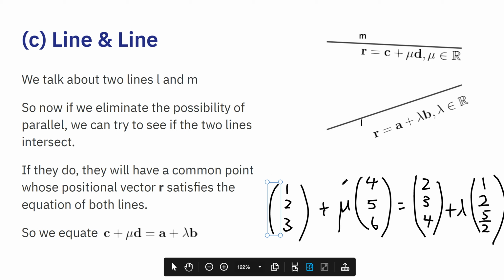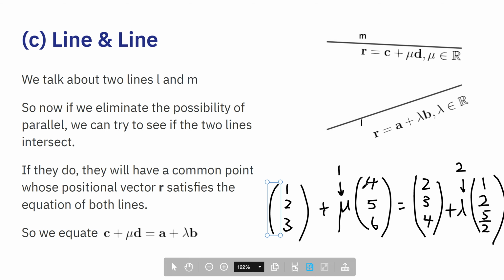Now if we try 1 here and 2, we'll be able to check the system of all 3 equations that we get. The first one is 1 plus 4 mu equals to 2 plus lambda, right? No, 2 plus lambda, sorry. And here we have 2 plus 5 mu equals to 3 plus 2 lambda. And 3 plus 6 mu equals to 4 plus 5 over 2 lambda. So we actually get a system of 3 separate linear equations, each with 2 variables. So we need to be able to find values of mu and lambda that satisfies all 3 set of equations.